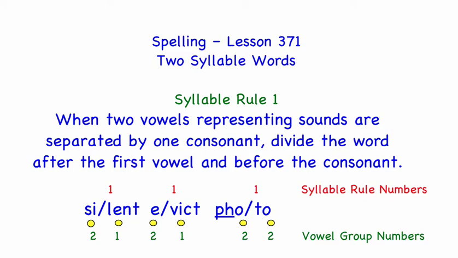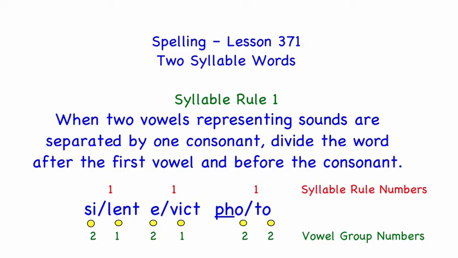The next word is evict. Here we have E followed by the consonant V followed by the vowel I. So according to Syllable Rule 1, you divide between the E and the V. We place the 1 above the word, the syllable rule number, and then we assign the vowel group numbers under the vowels in the word.